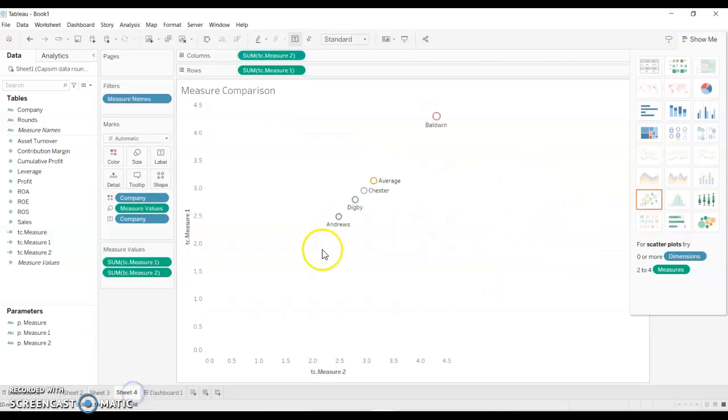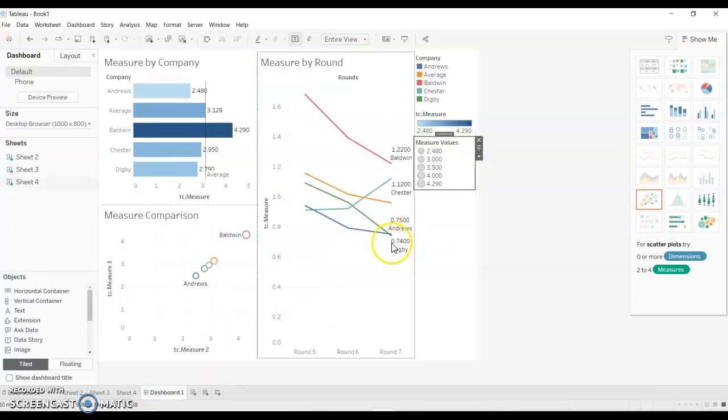Now our next sheet shows our measured comparison between the two measures, where we can see Andrews is at the bottom, around the middle of the graph, where Digby and Chester are increasing. However, once again, we can see that Baldwin was way ahead of the other companies, as the average would be in second place on this chart. You can see that here.